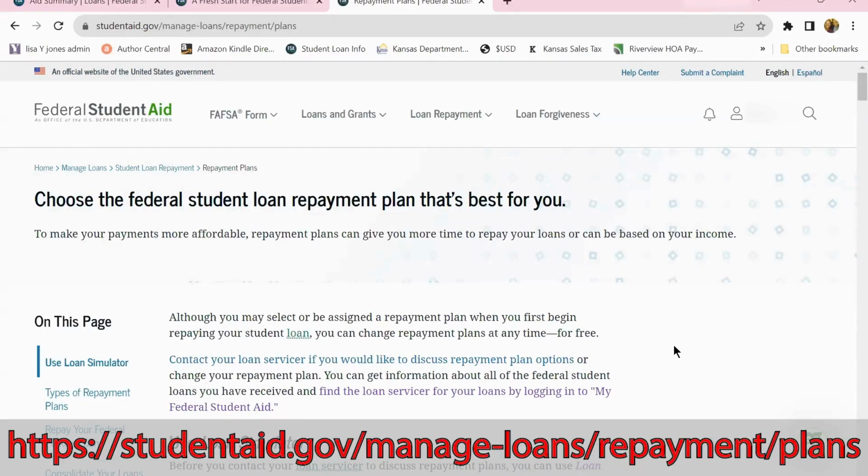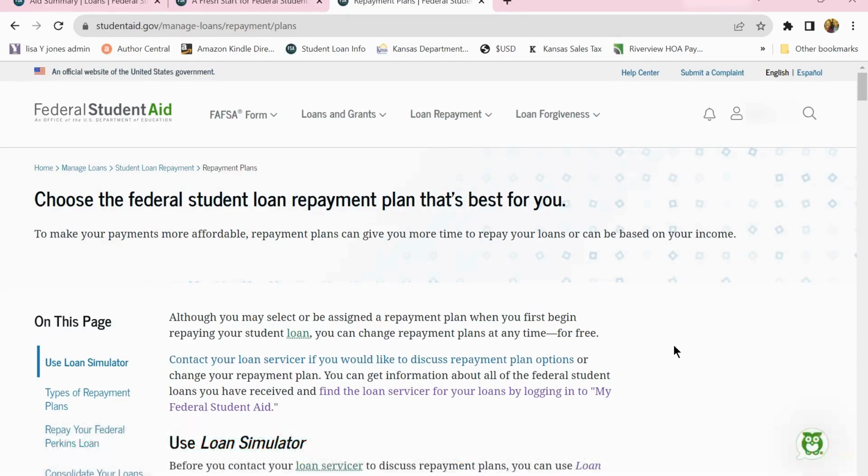What I would recommend is, well, we know you have to call the default people. Default resolution group, I think, is that company name. So do that, number one. And then everything else is with Nelnet. So you can do the rest of this with Nelnet.